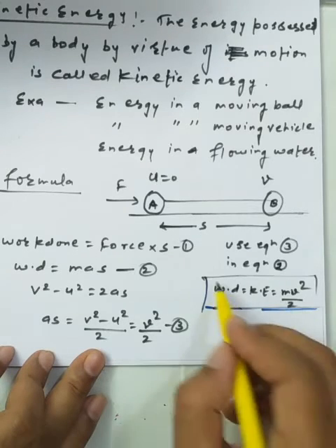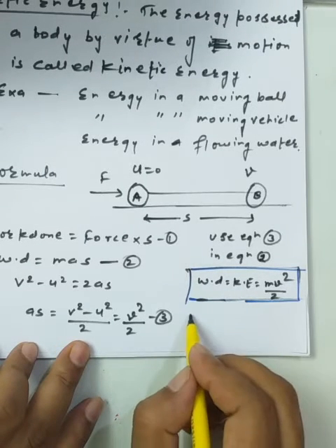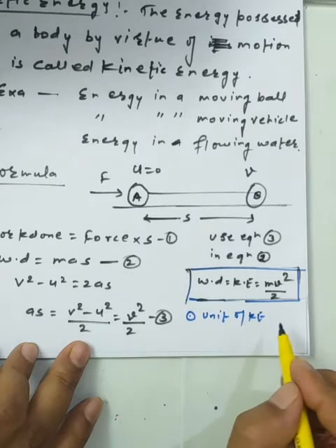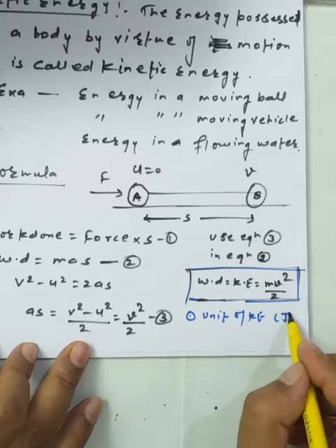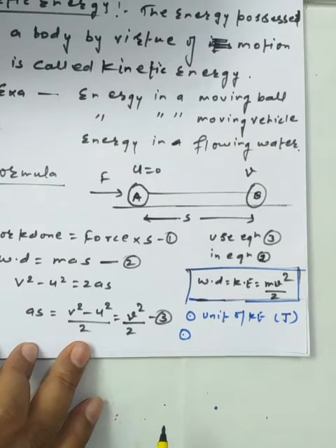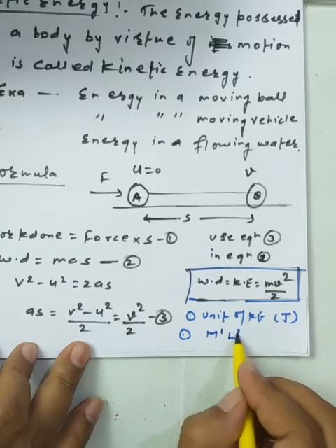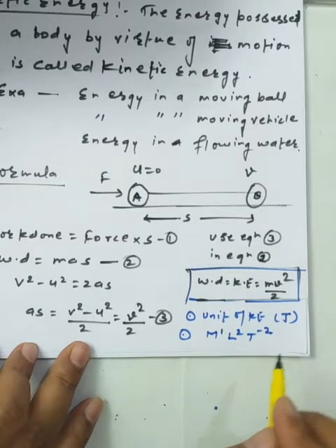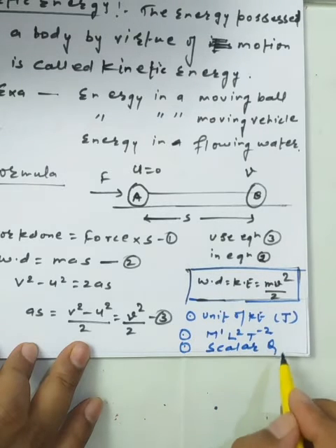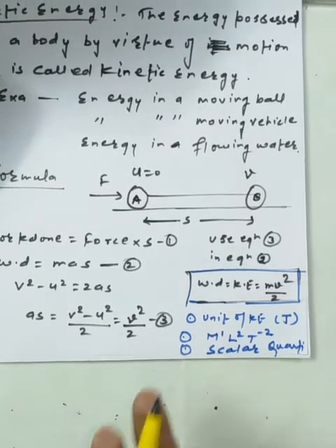Okay, so what are the basics we have? Already we know the unit of kinetic energy. Kinetic energy in the SI system has its own unit, that is called the joule. Okay, and if I am asked what is the dimension, easily you can write the dimension M1 L2 T minus 2, and it is a scalar quantity. Okay, so these are the basics we have about kinetic energy.